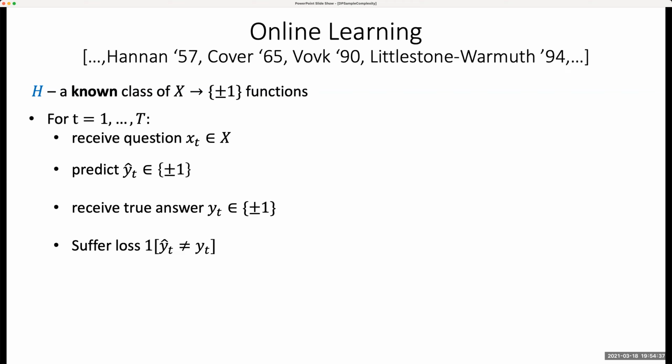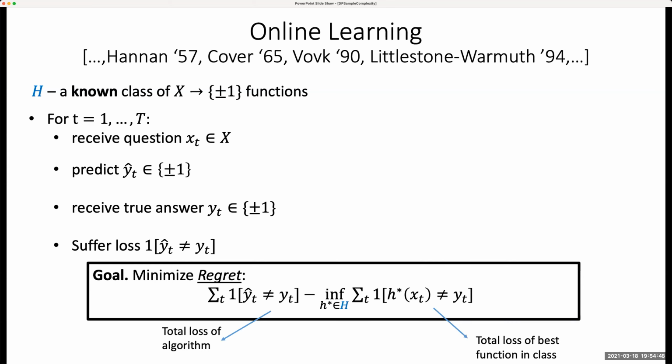Now the points, the questions, and the labels can be produced by an adversary. So we have no control over that. But the goal is to minimize the regret. So basically, what we want is that the total loss, the number of mistakes made by the algorithm, will not exceed by much the number of mistakes made by the best expert or the best function in H. So that's the goal in online learning. We want to minimize regret, to design an algorithm that is able to compete with the best expert in the class, with the best function in the class.